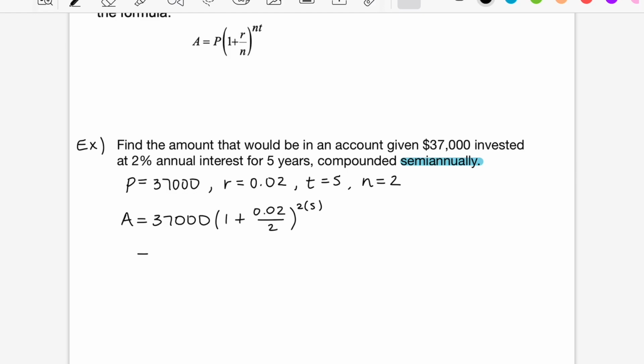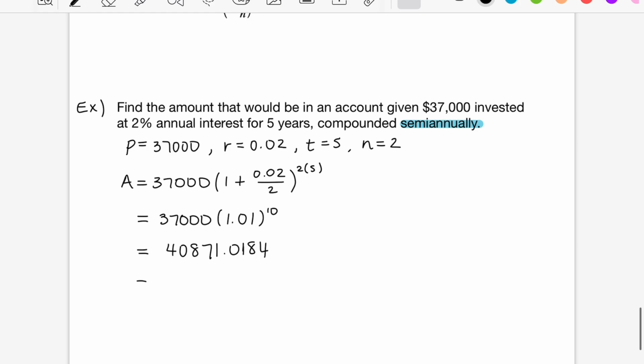Alright, so doing what's inside of our parentheses first, we'll get this here. And so this will be equal to this guy here. And then if you're asked to round to the nearest cent on the homework, doing so for this problem, that'll be this here.